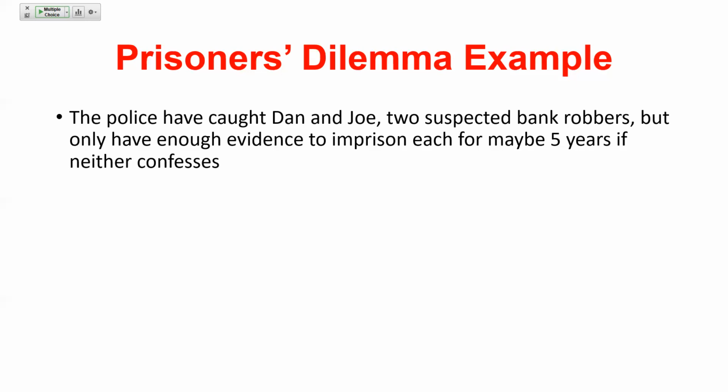So let's say we've got this example where I have to remember the names and stuff like this. We've got Dan and Joe, two people suspected in a bank robbery. They only have enough evidence to imprison each of them for 5 years if they don't confess. Right? So let's think about our two players. We've got Dan and Joe, and they're being held in kind of question about a robbery.